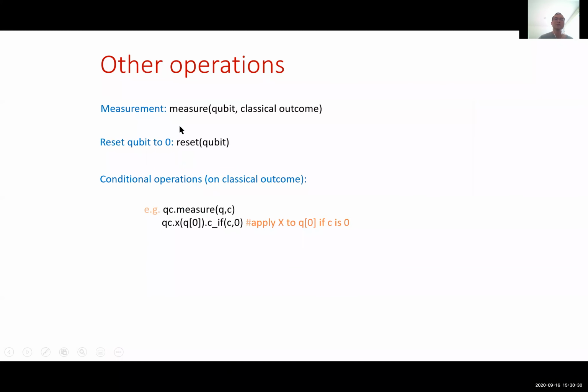Other operations include measurement. At the end of the circuit, you need to read out: you say I'm going to measure which qubit, and the classical outcome will be stored in what classical bit. There's also the reset. I think it may not be available in the real machine, but in a simulator you could do that. There's some conditional operation: if you measure a qubit Q, which reads out to be C, I want to apply the gate if that C is 0.